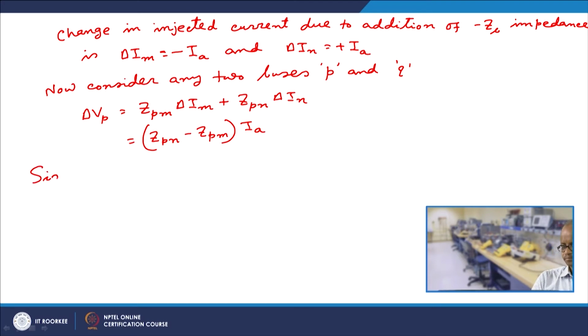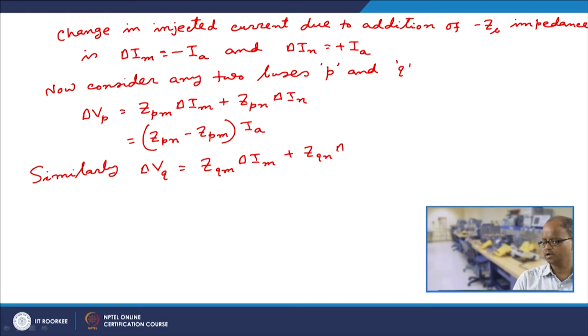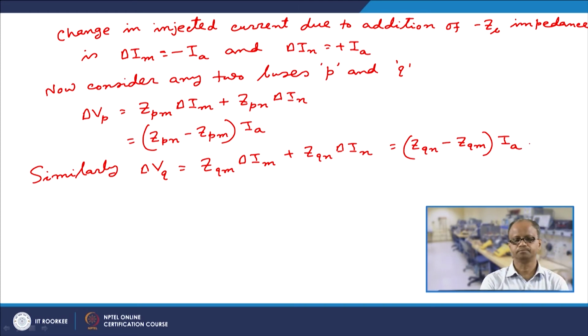Similarly, delta V_q would be equal to Z_qm into delta I_m plus Z_qn into delta I_n, and if I substitute delta I_m and delta I_n from here, I get Z_qn minus Z_qm into I_a. So, this is what I get, right.